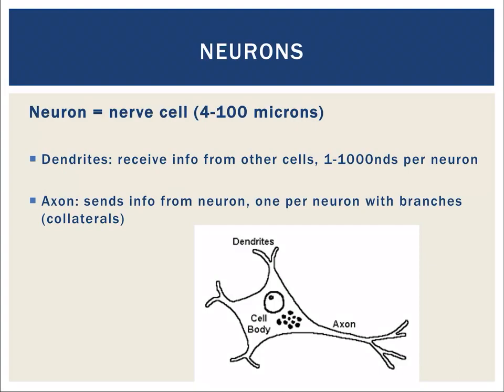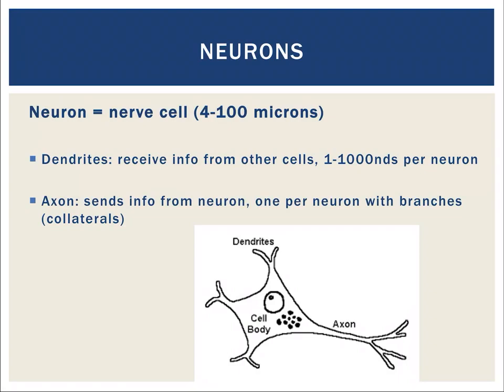So first of all, as you can see here, there's a neuron or a nerve cell in this particular picture. A nerve cell is between 4 and 100 microns large on average. 100 microns is only 0.1 millimeters. But of course, there are some nerve cells that are far longer. There are some nerve cells that have axons that are about 1 meter long.